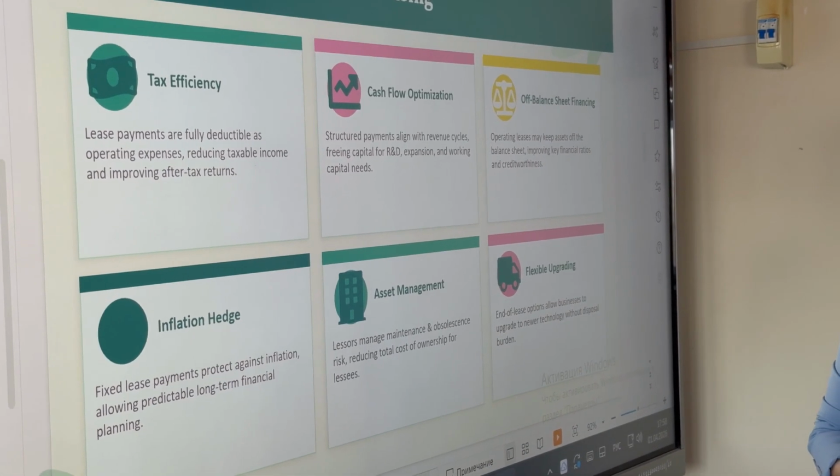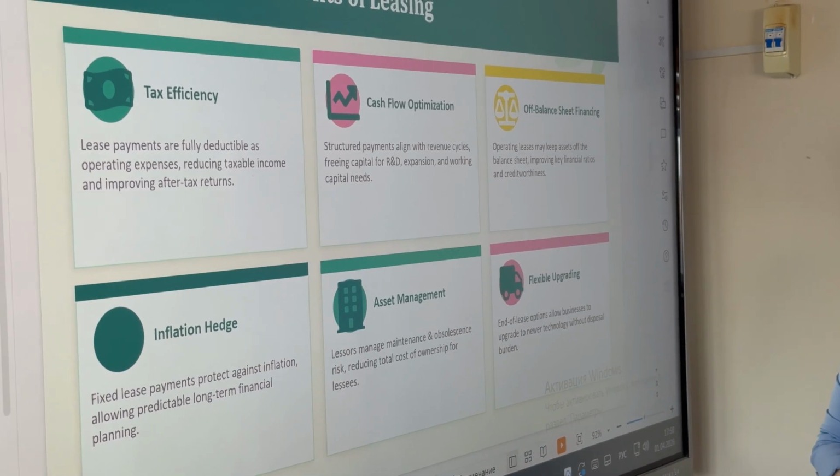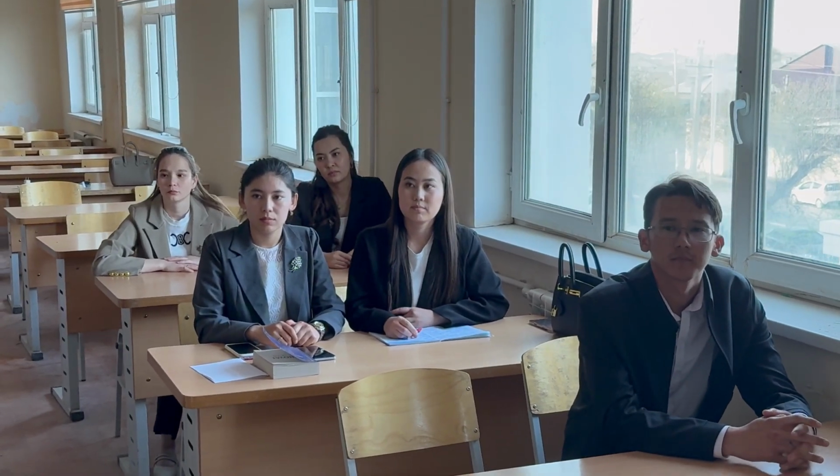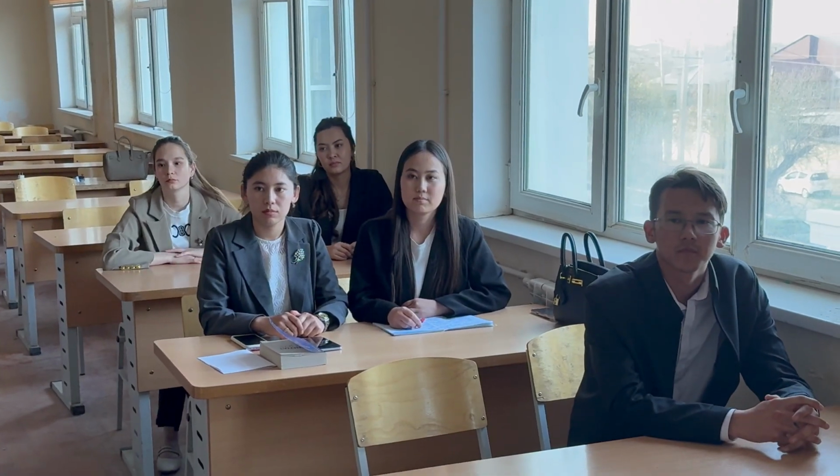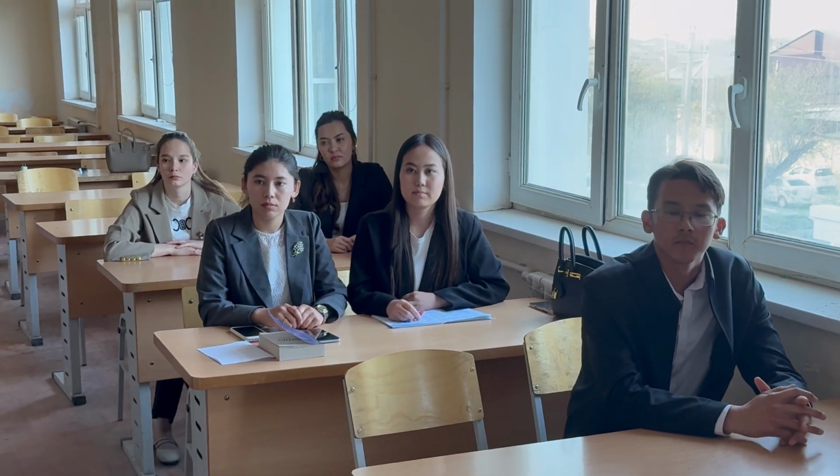So, how does a financial manager decide to use leasing? Leasing is best for small and medium-sized businesses that have limited cash but need expensive equipment to grow. It is also very common in industries where technology changes fast, like IT, medicine, and aviation.